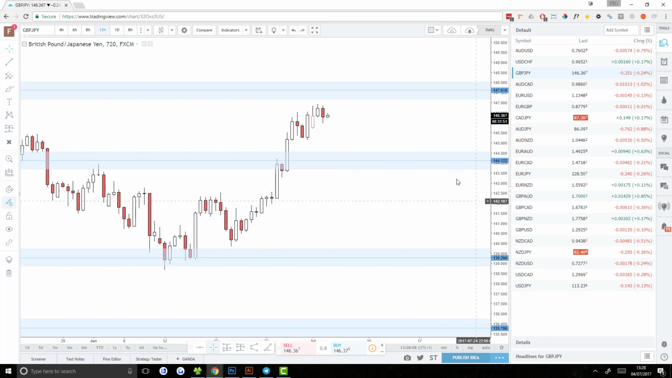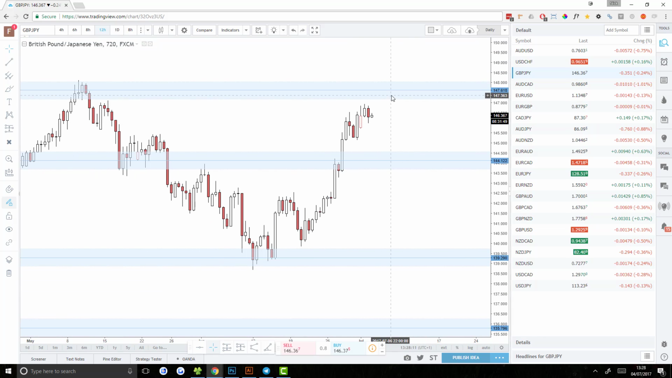GBP/JPY is also worth watching. This one hasn't hit resistance yet, but it is approaching this 14760, this major resistance area. So I really want to see what happens when it reaches that level. Because when it reaches that level, there's strong potential for a reversal trade and for a pretty big reversal trade. So I want to see what happens there.